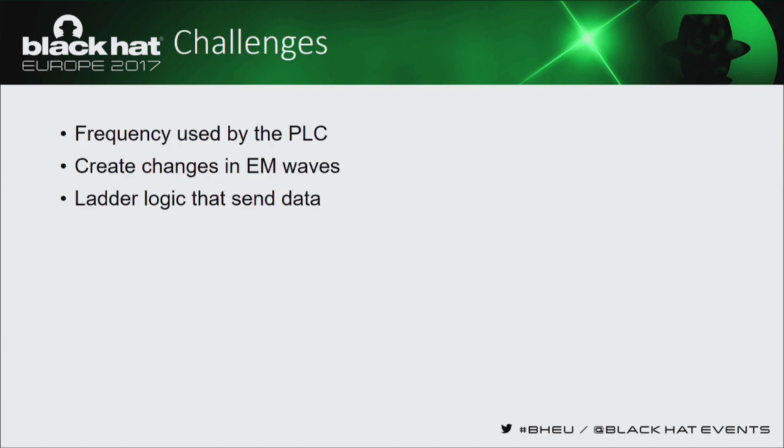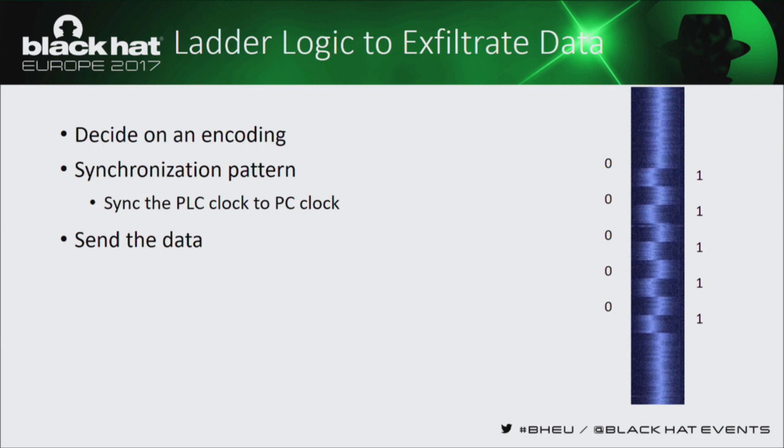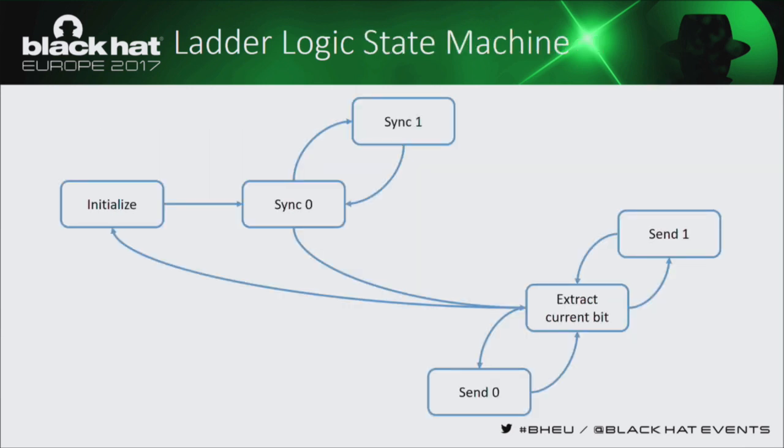Okay, so next we want to write an actual ladder logic that will encode data and send it. First we had to decide what's a one and what's a zero. It really doesn't matter. Then we needed to create some kind of synchronization pattern. This pattern will later help us synchronize to the clock of the PLC. Then we had to send the data. This state machine represents our ladder logic. First it starts by initializing, then it sends the synchronization sequence by sending a one and a zero for about 10 seconds. And then it simply goes over the buffer it wants to send, extracts the relevant bit, and sends it.